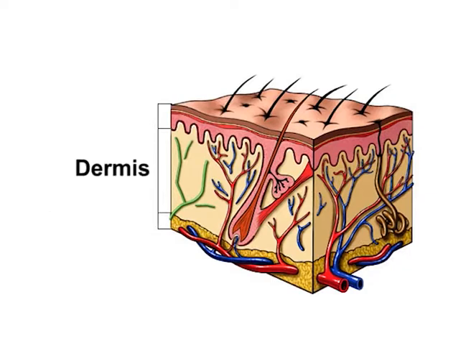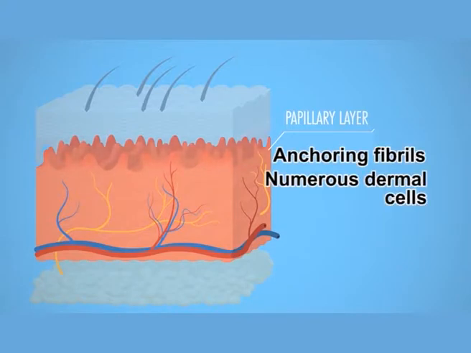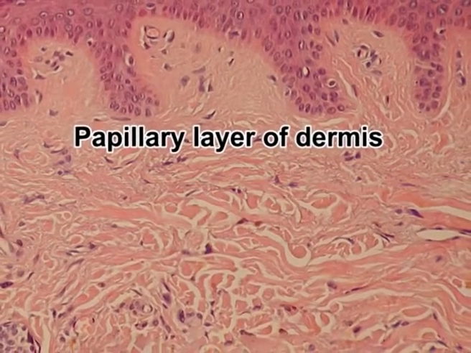The dermis is composed of two layers, the papillary layer and the reticular layer. The outer papillary layer is a loose connective tissue containing anchoring fibrils and numerous dermal cells. The anchoring fibrils secure the dermis to the epidermis via the basement membrane zone. The papillary layer of the dermis forms the dermal papillae, papillaceae. These are protuberances arranged on the surface of dermis.